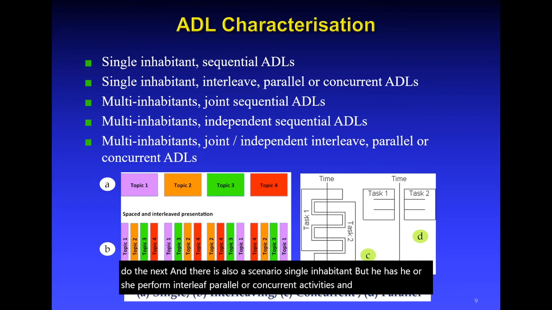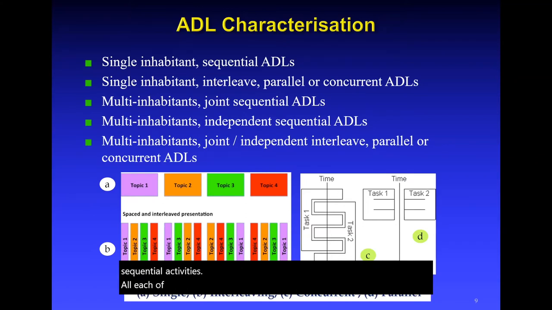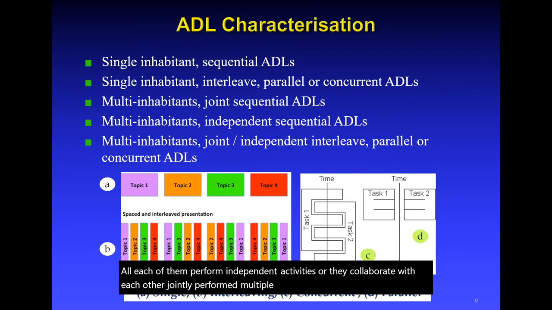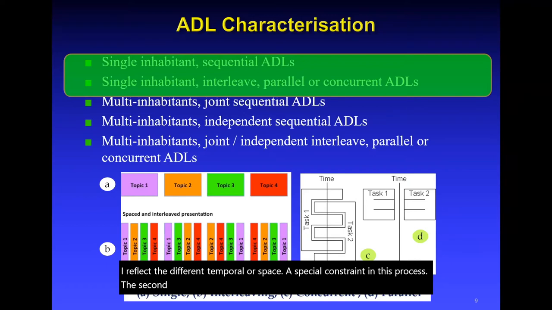And then there are more complex scenarios, like multiple inhabitants who jointly perform sequential activities, or each of them performs independent activities, or they collaborate with each other and jointly perform multiple activities. You can see it reflects the different temporal or spatial constraints in this process. Our research is mainly focused on a single user, but it could be sequential, and we also address interleaved, parallel, or concurrent activity recognition.